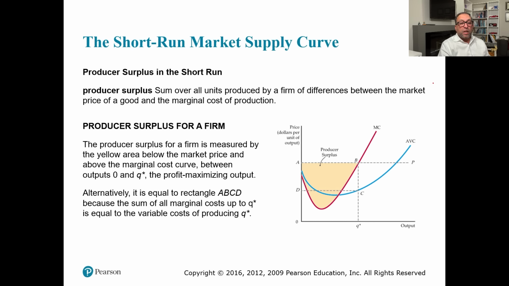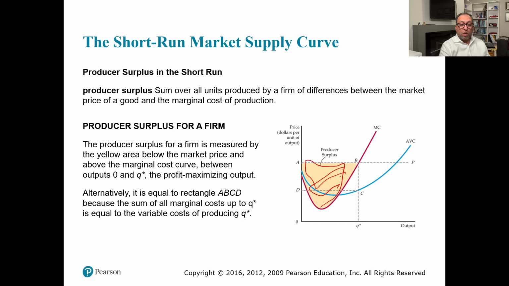The short-run market supply curve, producer surplus and consumer surplus. Here we are just focusing on producer surplus. Producer surplus is the sum over all the units produced by a firm of the difference between the market price of a good and the marginal cost of production. The producer surplus of a firm is measured by the yellow area below the market price and above the marginal cost curve between 0 and Q star, the profit-maximizing output. So this whole yellow area is the producer surplus. Alternatively, it is equal to the rectangle ABCD.